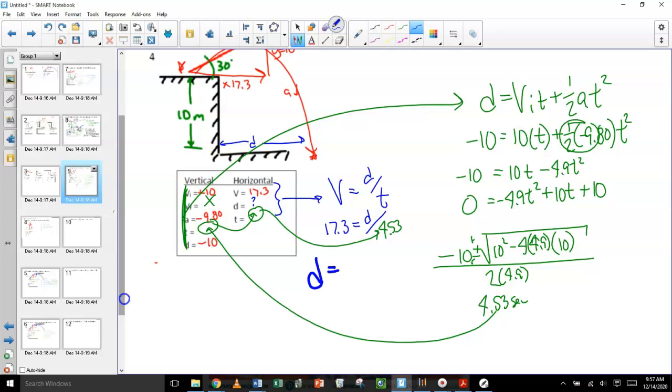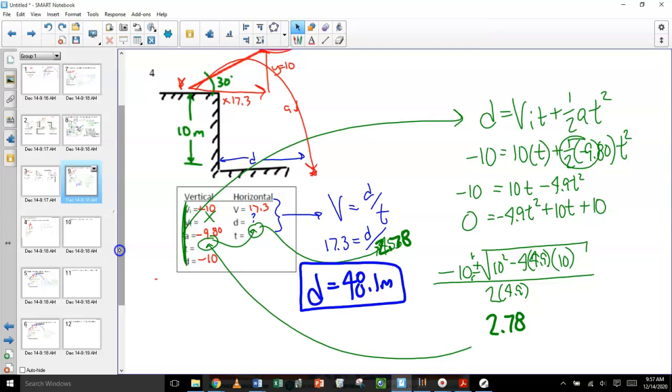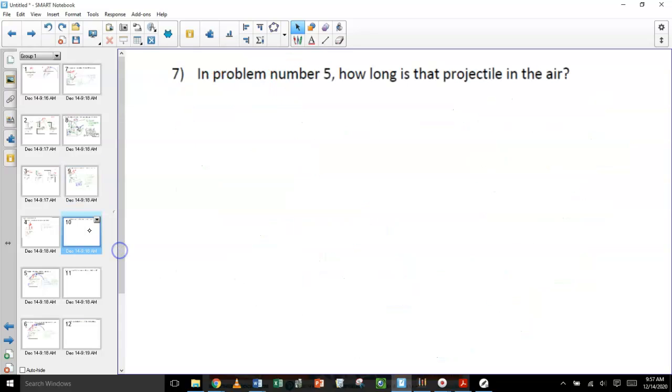4.53 times 17.3. Which problem is this? Problem 6. That's 78.4... Oops. Sorry, this turns out to be 2.78. And my displacement, 48.1 meters. The next one? That was not fun.